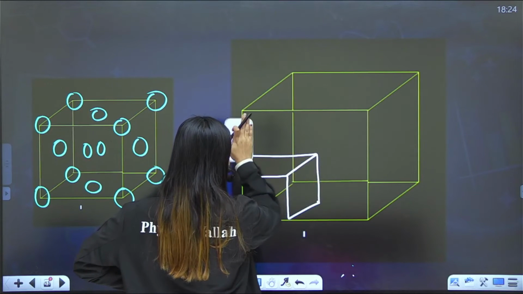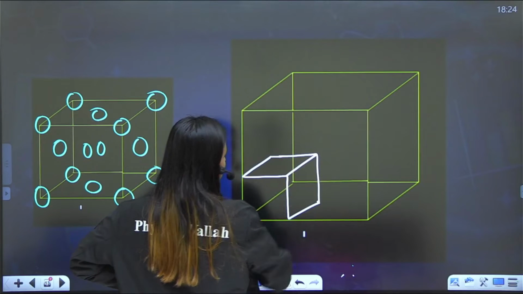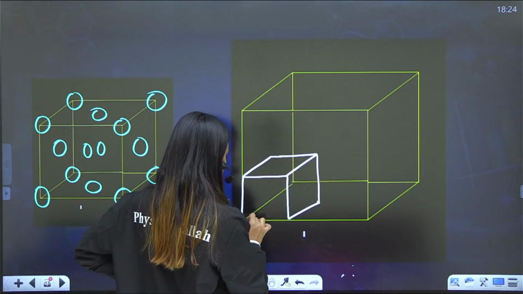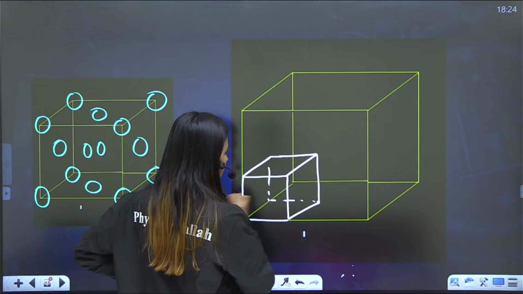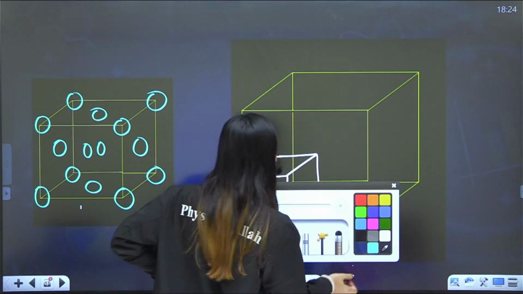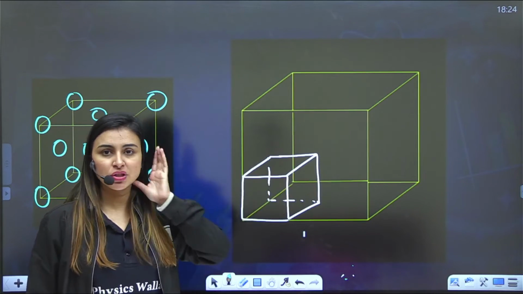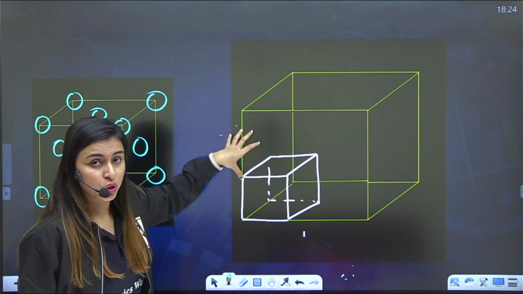Okay. Finally, I'm successful drawing this imaginary cube. Okay, perfect. So now, my dear students, what you have to imagine is I have made one imaginary cube, a mini cube, which is present in this bigger cube.